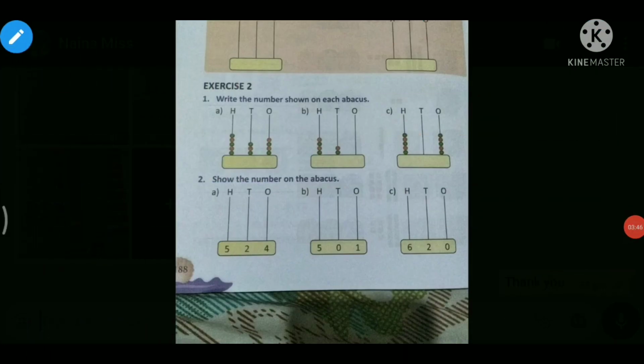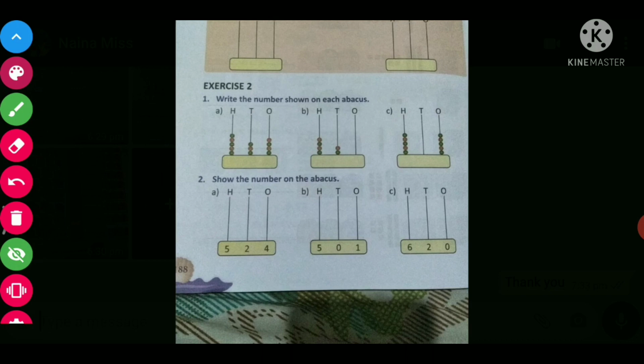Now open page 188, exercise 2. Here we have to represent the values. So see the first one. In the first one we have to write the numbers. The values are already drawn. We have to count them and find out the number.